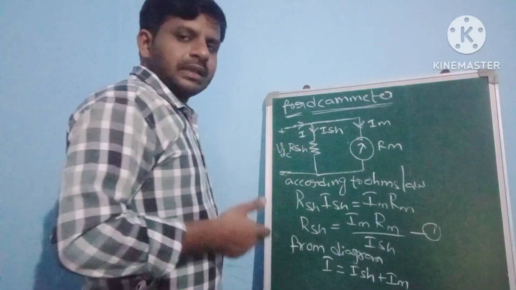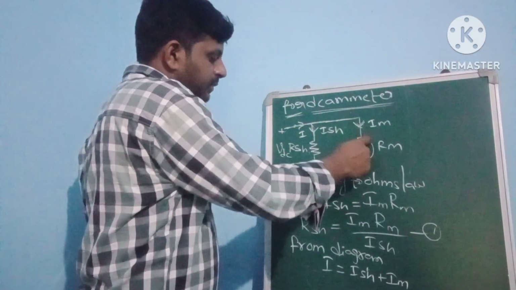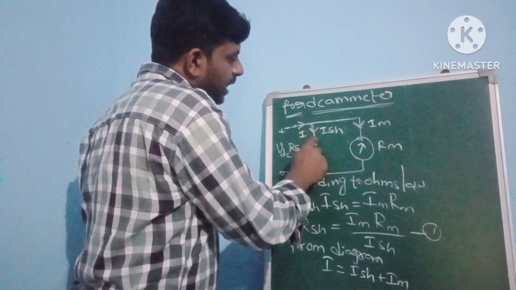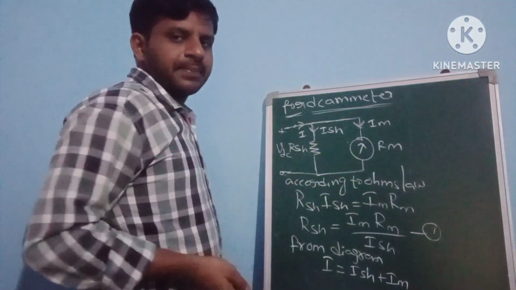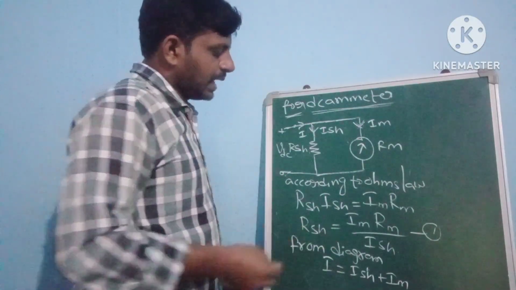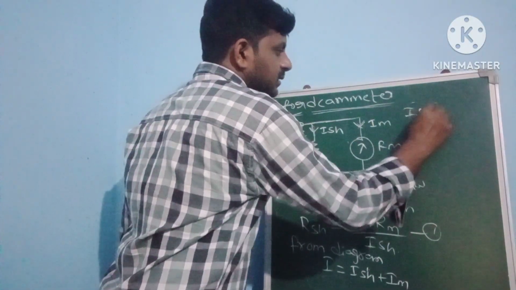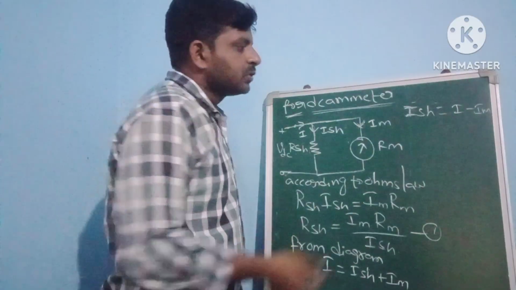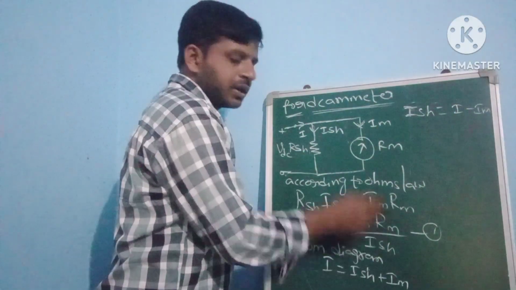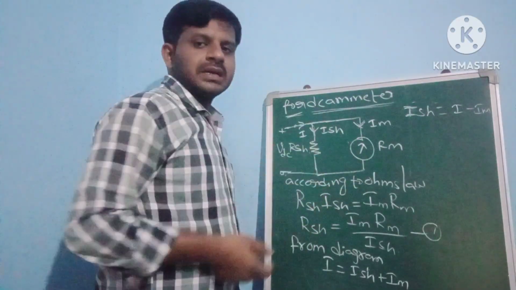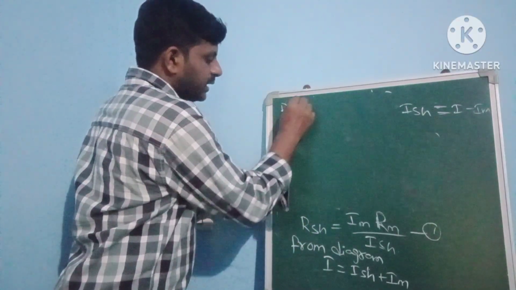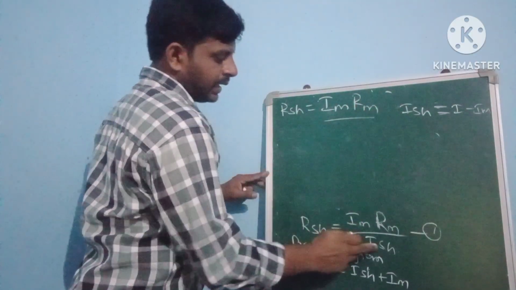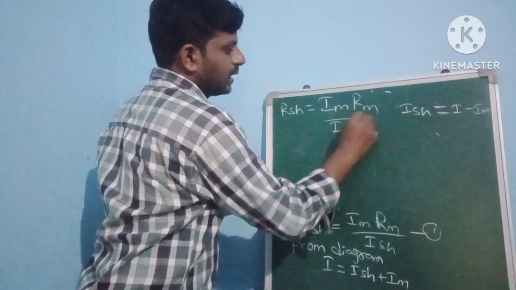From this diagram, the current flowing through the resistance as well as the meter, given as I, is equal to the sum of the total current, I is equal to the combination of ISH plus IM. From this equation we can calculate ISH equal to I minus IM. This ISH value can be substituted in equation 1. We get the shunt resistance value RSH equal to IM into RM by ISH, which is nothing but I minus IM.